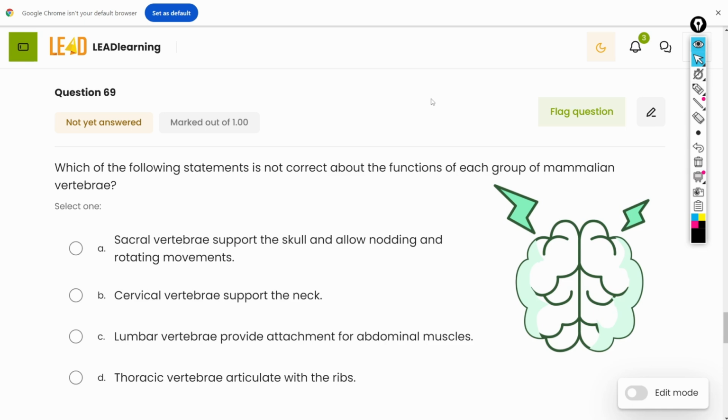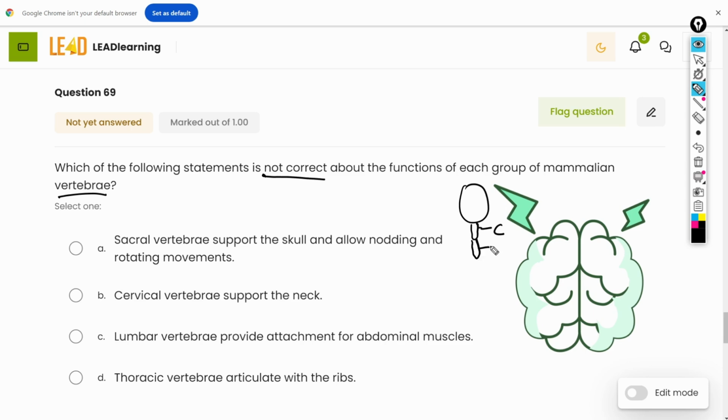Question 69. Which of the following statements is not correct about the functions of each group of mammalian vertebra? All right. If this is the skull, the vertebra starts with the cervical vertebra. The cervical vertebra supports the skull.